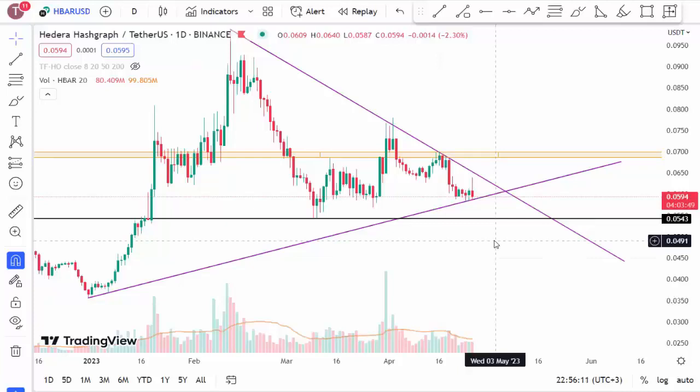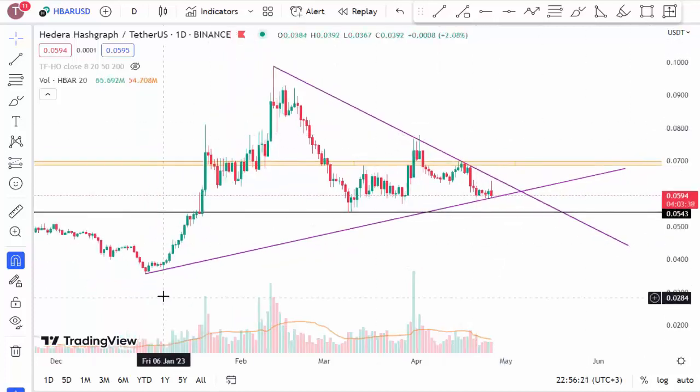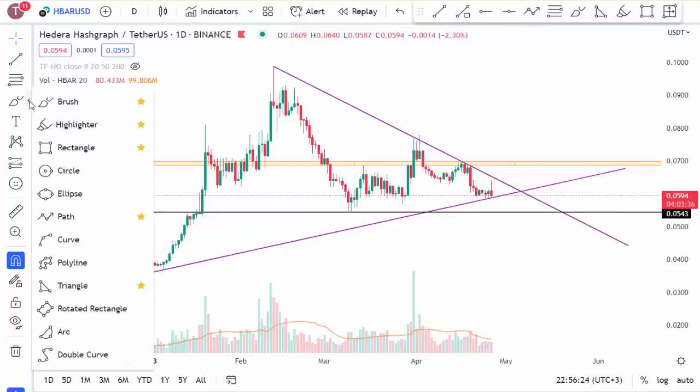Hello and welcome to our video for crypto enthusiasts. Today, we will be conducting a technical analysis of Hedera Hashgraph coin. First of all, we can say that there is an obvious triangle pattern here. If we draw it, it would be in this section.